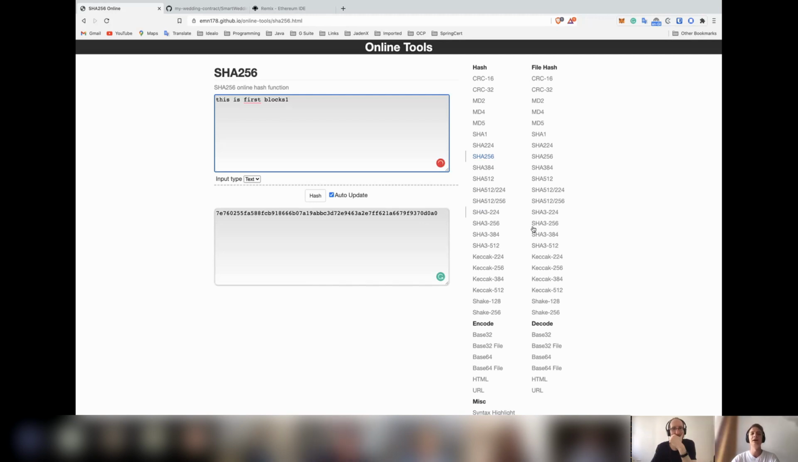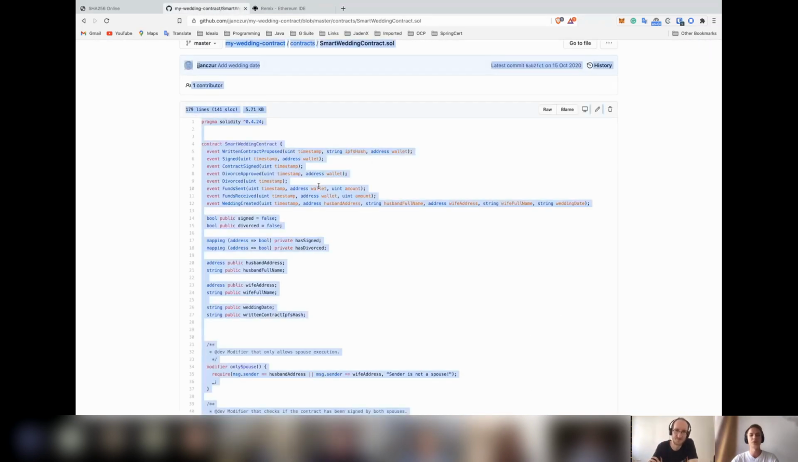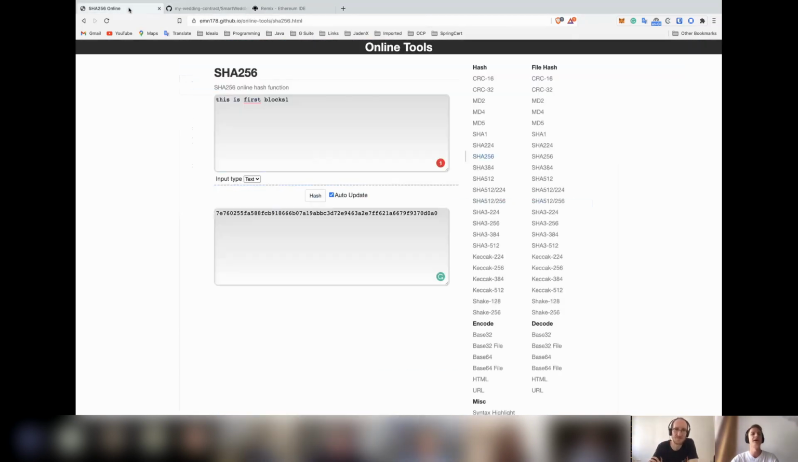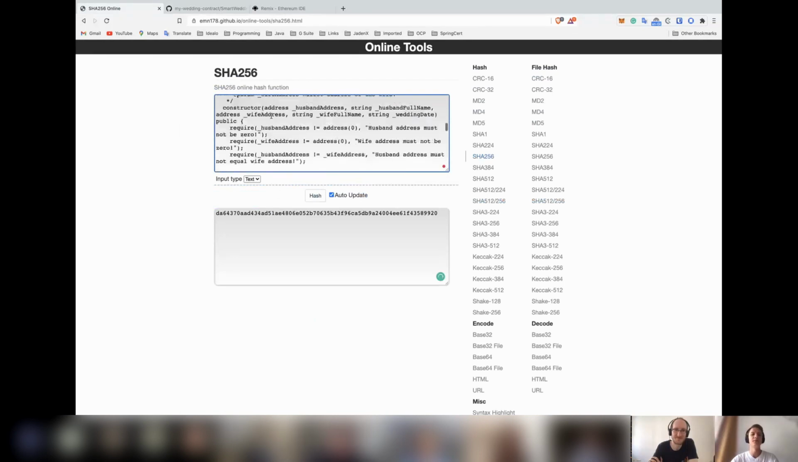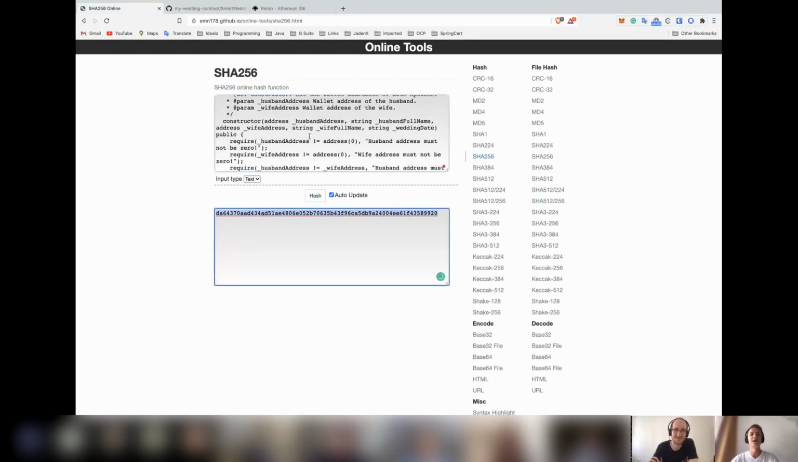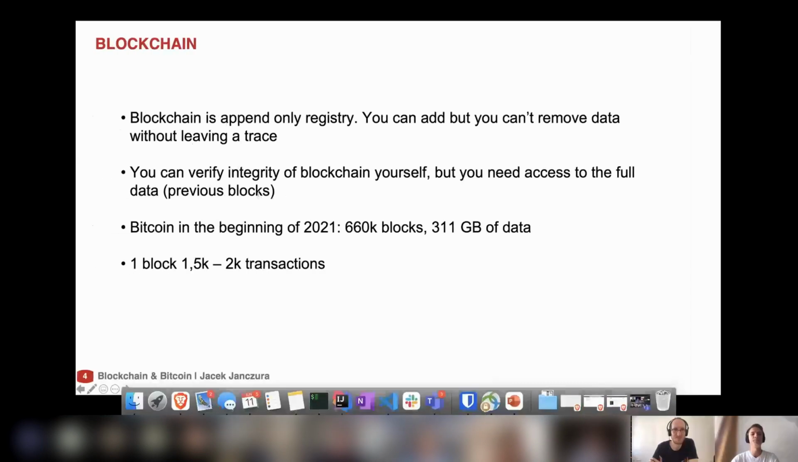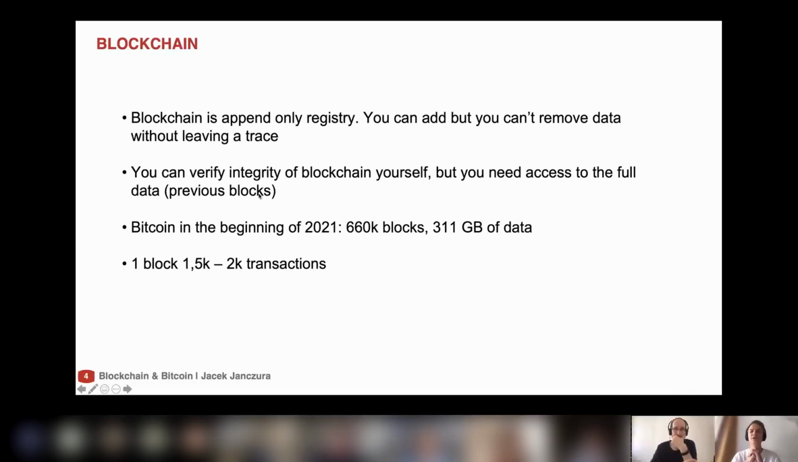You can even hash the whole contents of, I don't know, some code from GitHub, and all this code will be this hash. And if I change this letter, this is a totally different hash. So blockchain is an append-only registry, and you cannot change or modify already stored data without leaving a trace.